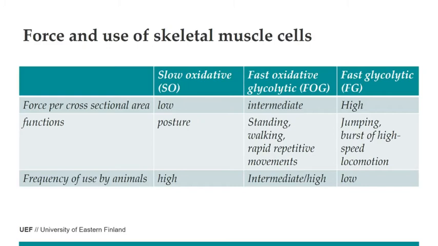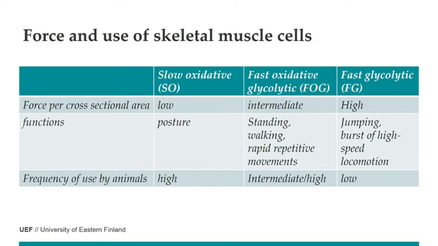And then we have these glycolytic cells that we are using for real exercises, like running as fast as possible, etc. But of course we can do that only for a short period, so that's why the frequency of use by animals is very high in the slow oxidative cells. We can use them all day through, and these fast glycolytic cells only for a short period.